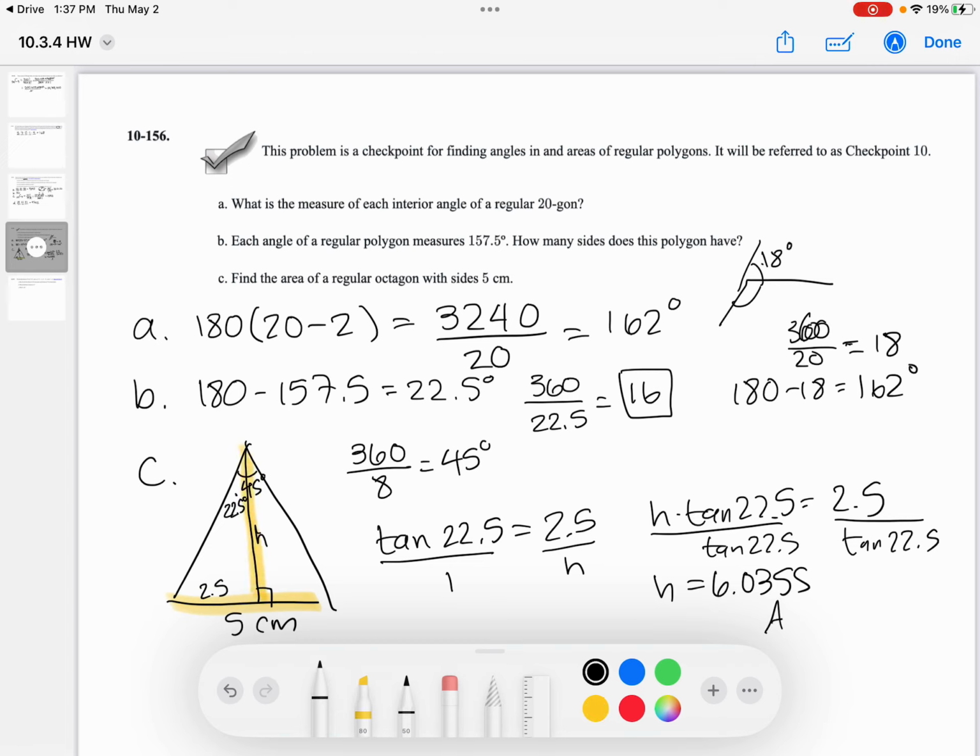So the area of my triangle is 1/2 base, which is 5, times height, which is 6.0355. You could keep the exact value in your calculator. That's the area of this one pizza slice, but how many pizza slices do I have? 8. So I multiply all those together to get a total area of about 120.71 square centimeters.